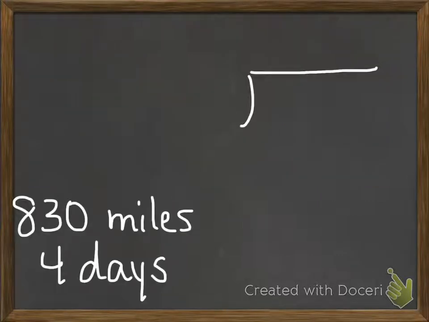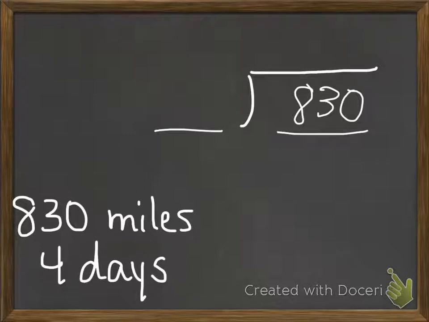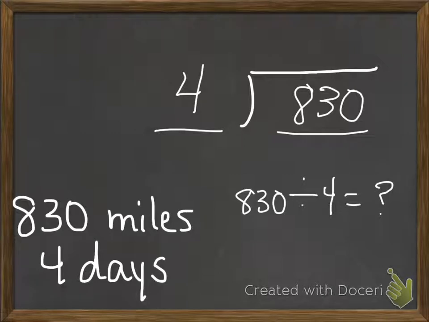So which of these digits would you put as the dividend, and which would you put as the divisor? If you said 830 goes inside of the division box as the dividend, you're right, and 4 is the divisor. So we're going to divide 830 divided by 4. As an equation, it would look like this: 830 divided by 4, and we're going to find out what that equals.